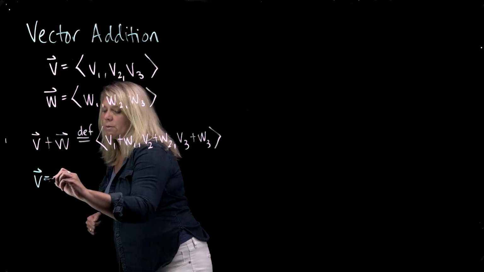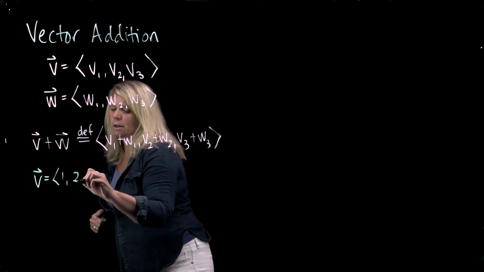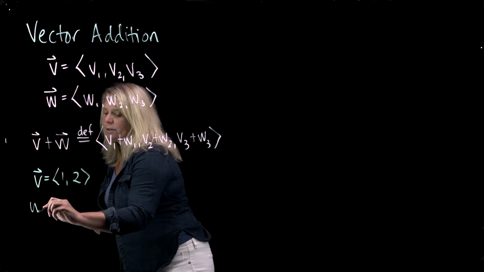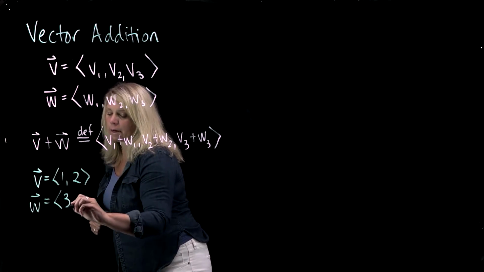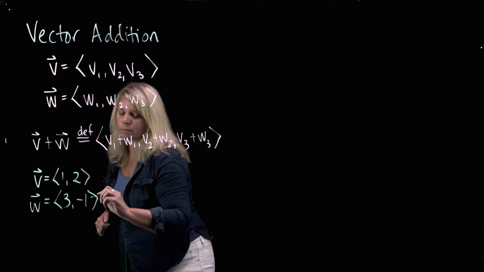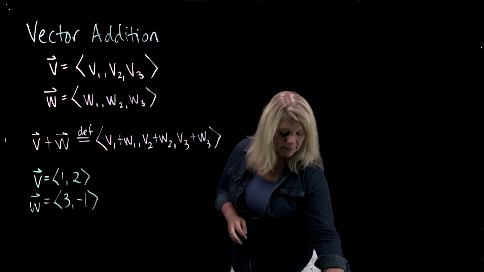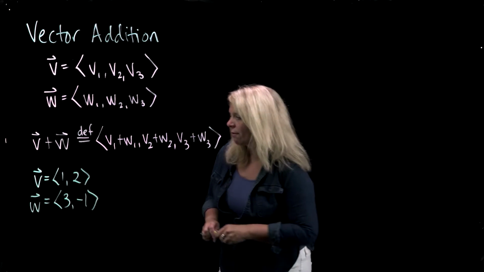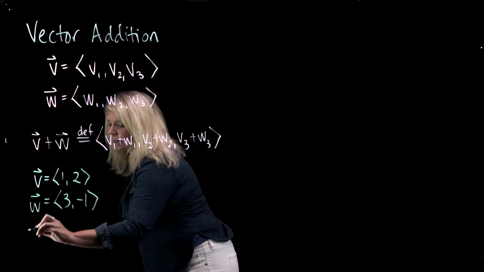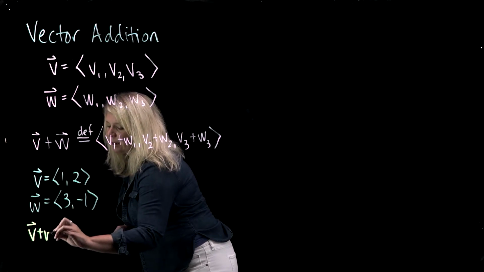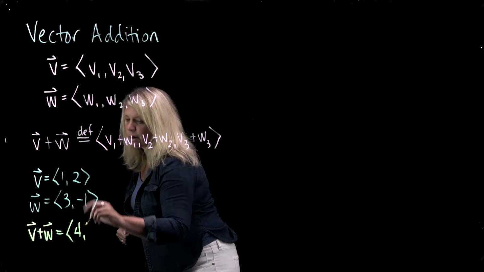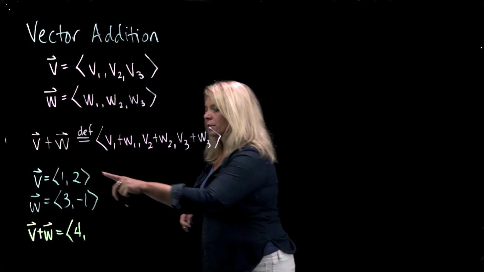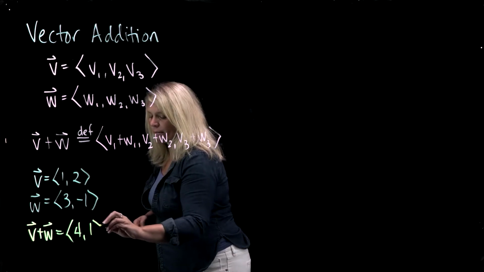So I'm going to start with a vector. Let's start with this first one. V is, say, (1, 2), and the vector W is, let's say, (3, -1). Okay, and so if we add those two vectors, the sum of those two vectors, we're just going to add the corresponding components here. So V plus W is 1 plus 3 is 4. And then in the second component, 2 plus negative 1 is 1.